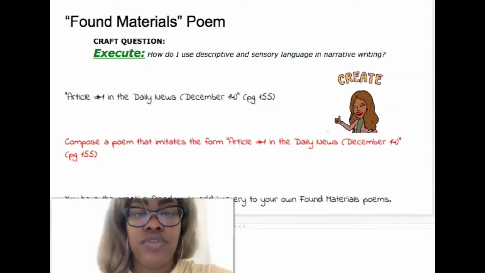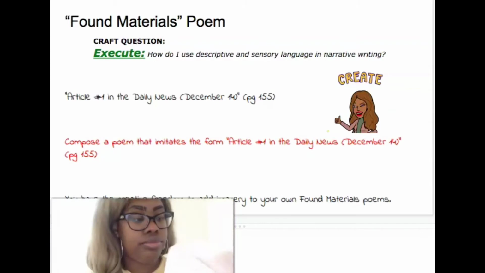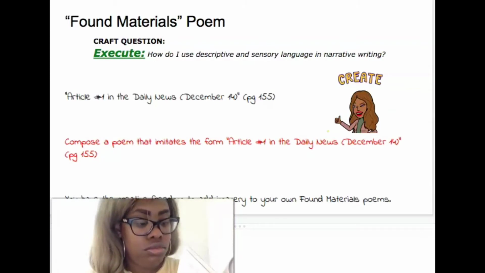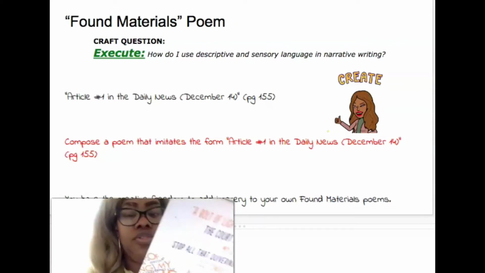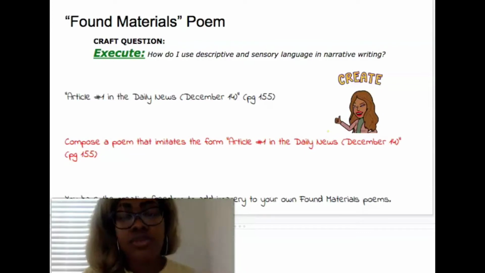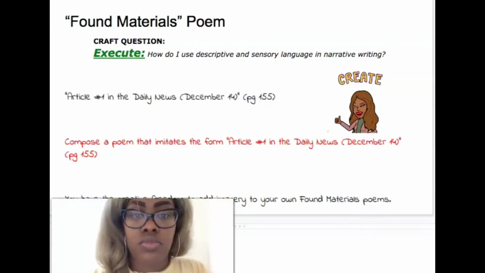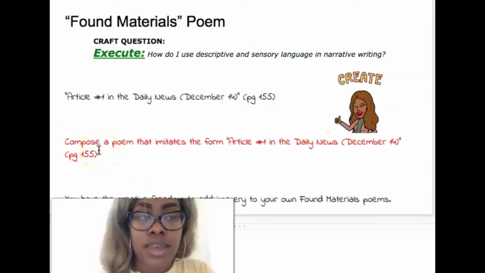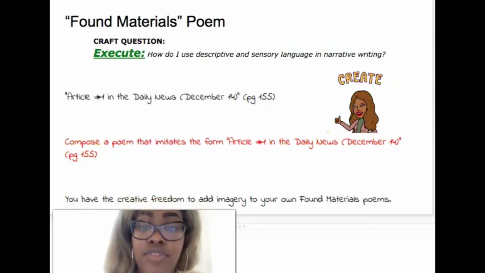So if you go to page 155, and look at the poem, this is an example of a found materials poem. Today, you are going to be composing a poem that is similar to article number 1 in the Daily News, December 14th, which is on page 155 inside of your novels. You have the creative imagery freedom to add imagery to your own found materials poems.